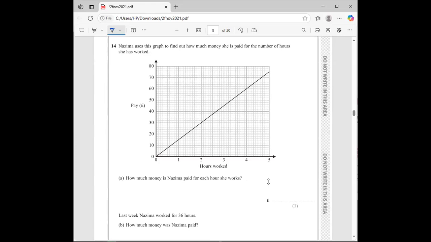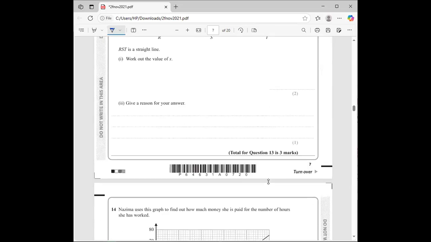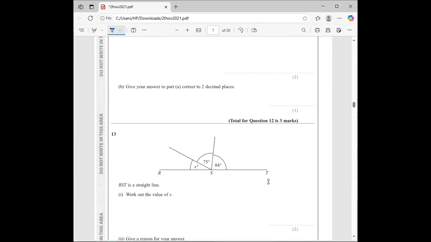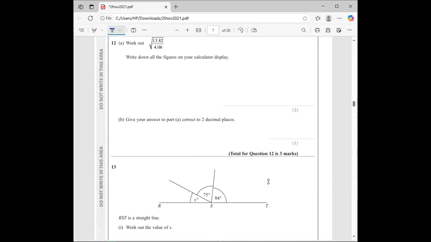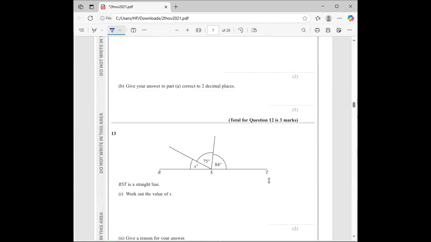Okay. All right. How about this one? Yes, this one is the calculator thing. So how about this one? Question 13. Yeah. That's fine.